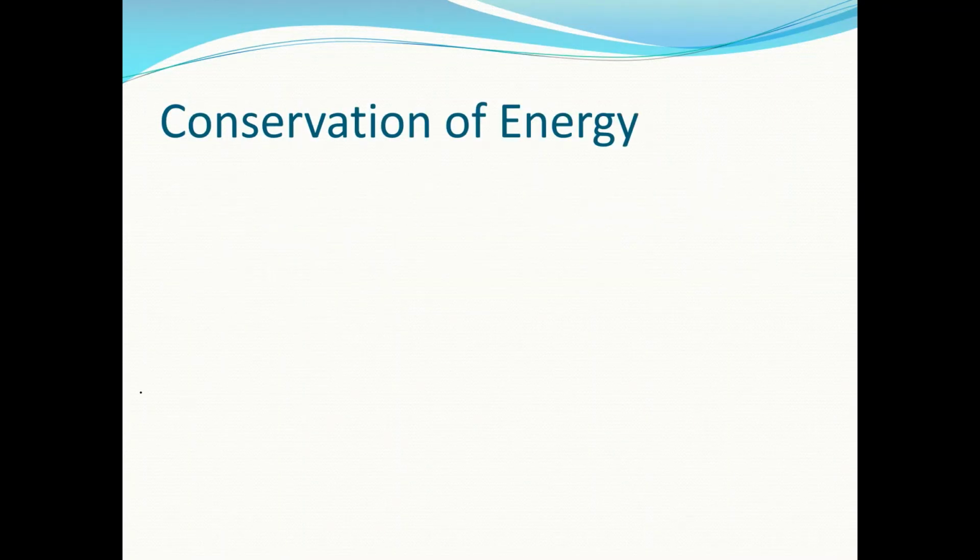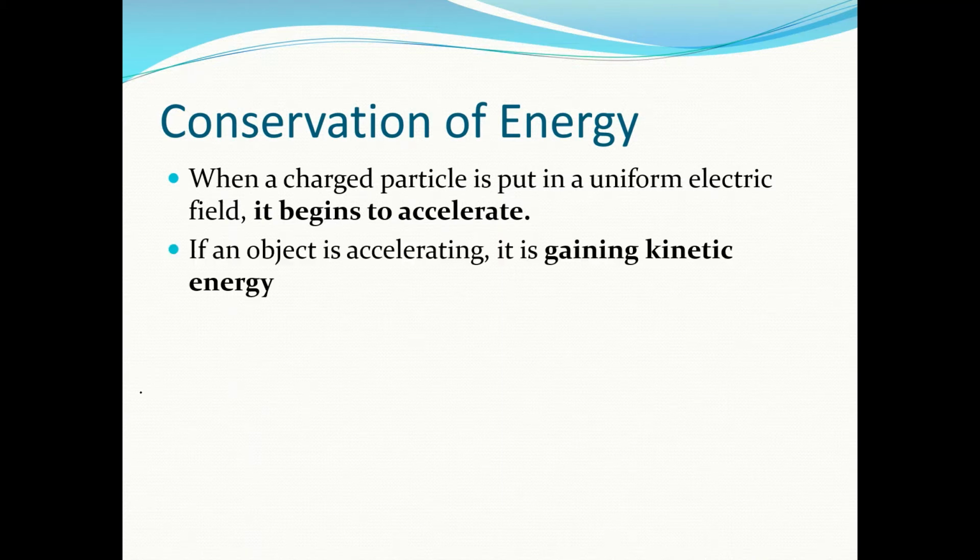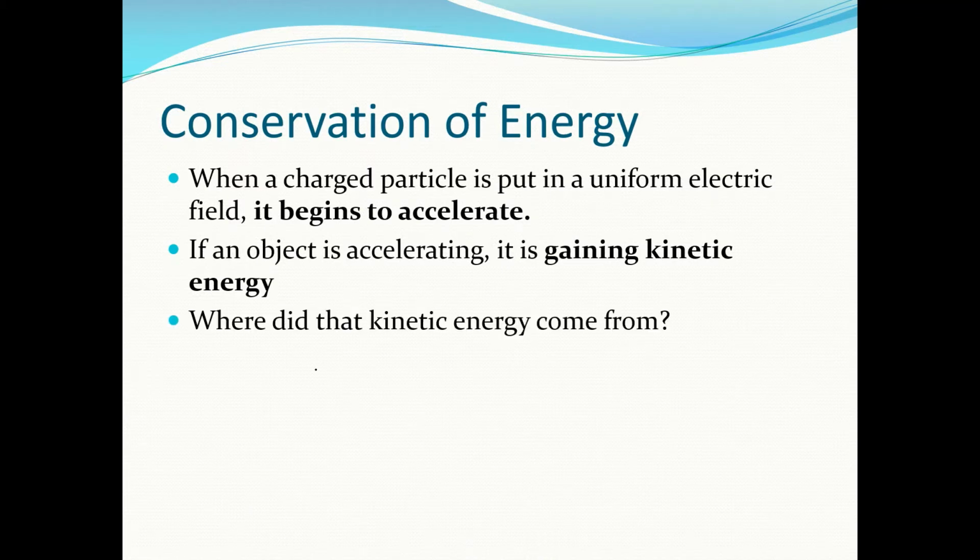So we can use conservation of energy with these plates. So when a charged particle is put in a uniform electric field, it begins to accelerate. If it's accelerating, it's gaining kinetic energy. Where is this kinetic energy coming from? Well, remember we have this electrical potential energy, EPE. That's where it comes from. So just like gravitational potential energy, it's electrical potential energy.